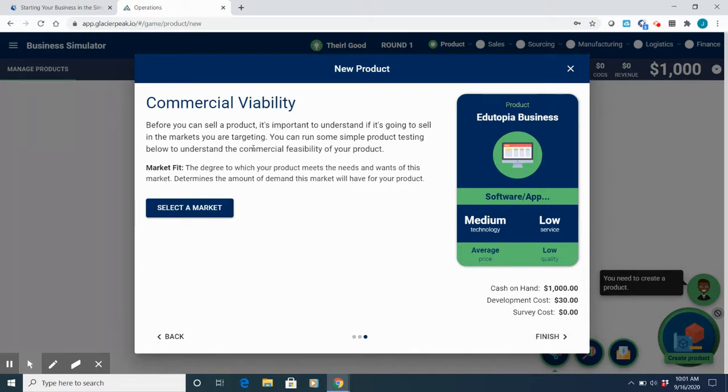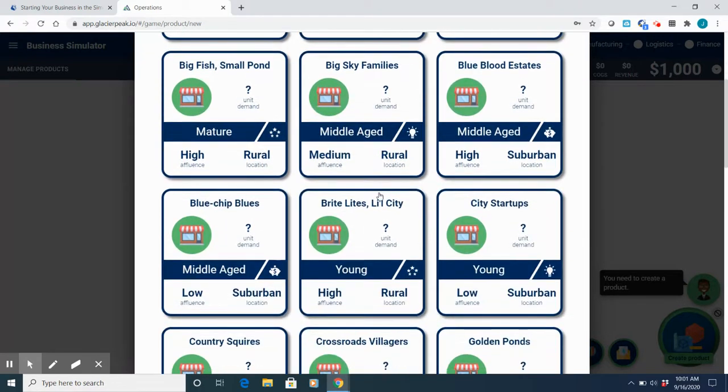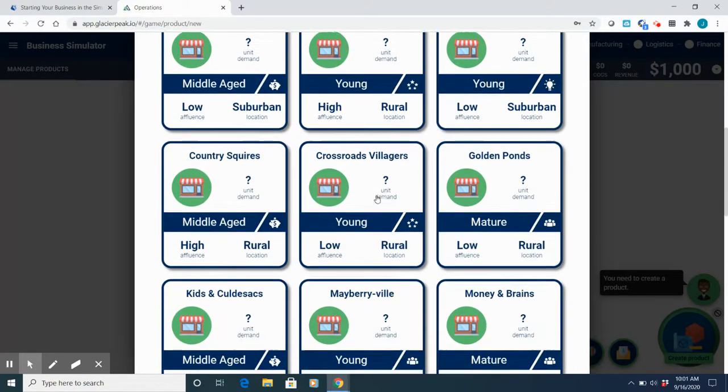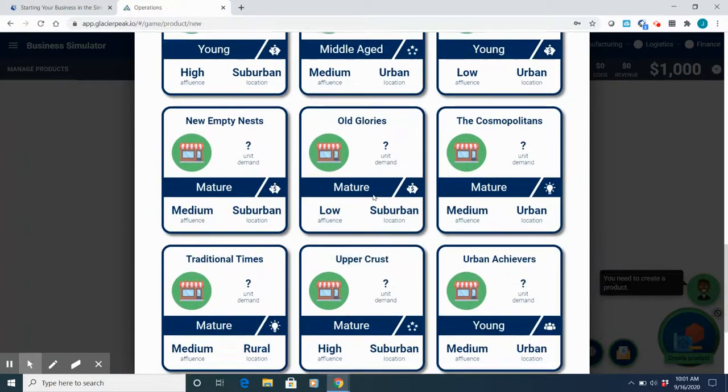At this point, it says commercial viability. It says before you can sell a product, it's important to understand if it's going to sell in markets that you are targeting. So we're going to select a target segment that we feel is a good market fit for what our product is. So I'm going to select a market. As I see this, it prototypes all kinds of different potential customers. So I can scroll through and see who am I going after.